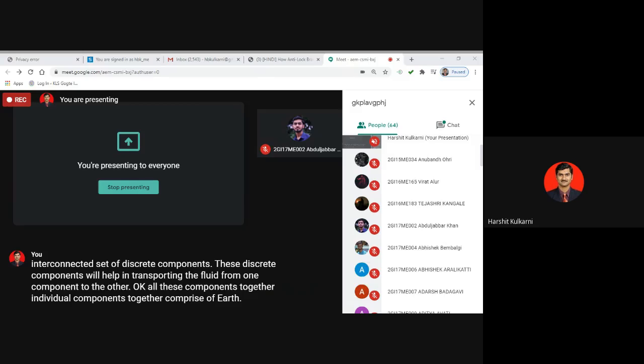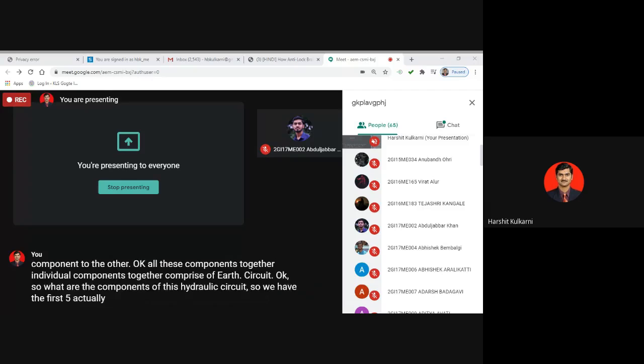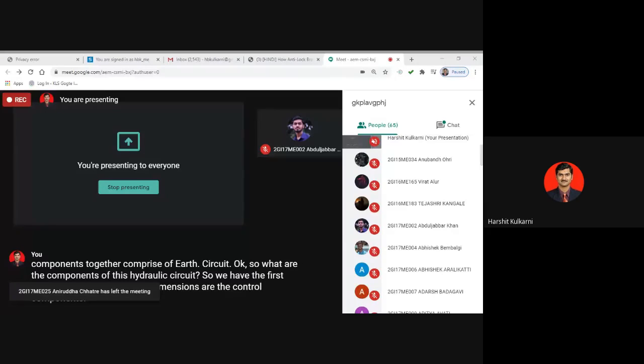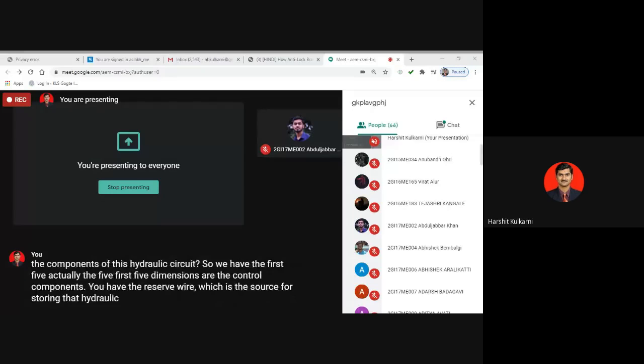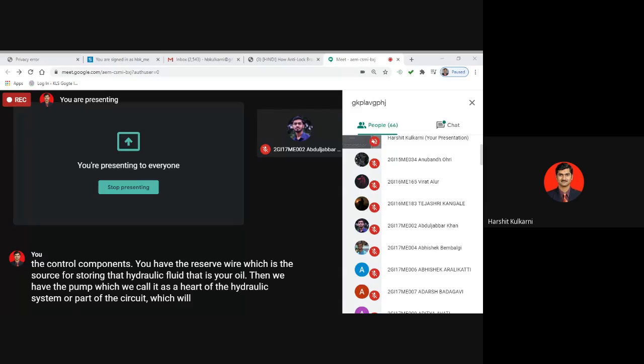So what are the components of this hydraulic circuit? We have the first five. Actually, the first five themselves are the control components. You have the reservoir, which is the source for storing that hydraulic fluid, that is your oil. Then we have the pump, which we call the heart of the hydraulic system or part of the circuit, which will transport the fluid initially from the tank to all the other elements of the hydraulic system.